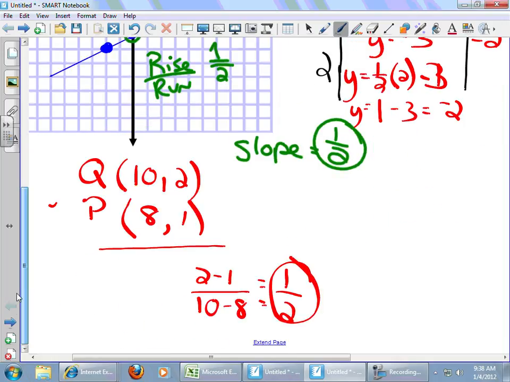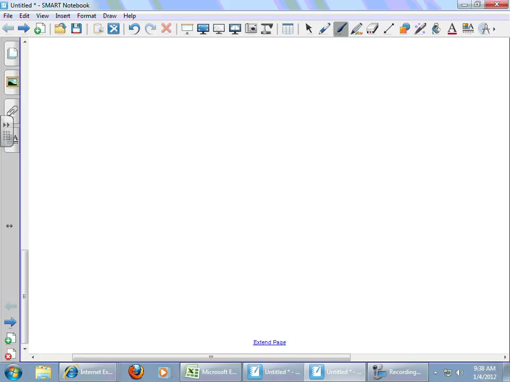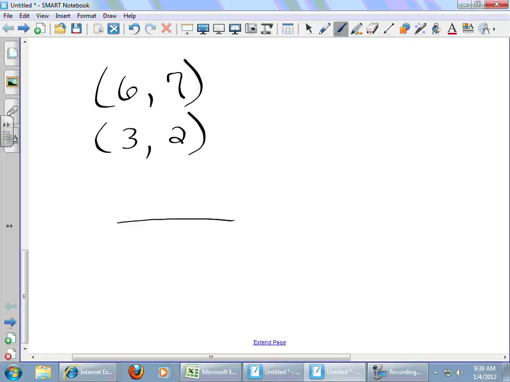Let's try one or two. Let's say we have these points here. The point 6, 7, and the other point will be 3, 2. Okay. The first thing I'm going to do, I'm going to subtract my x's. 6 minus 3. Well, that's going to be equal 3. Then I'm going to subtract my y's.